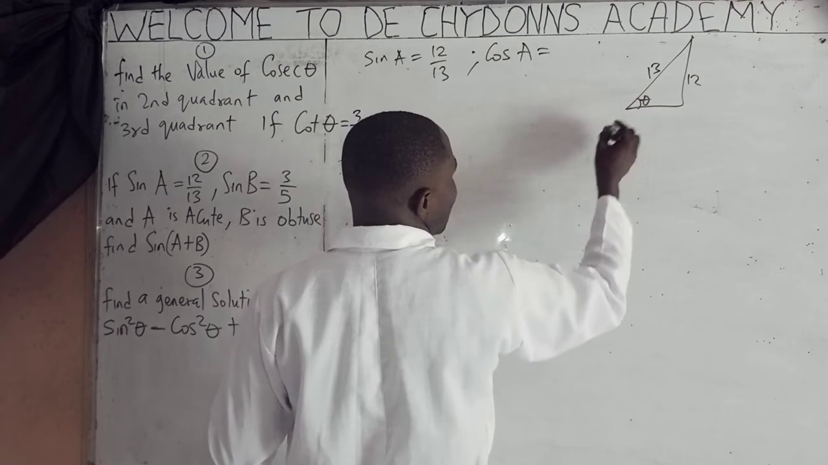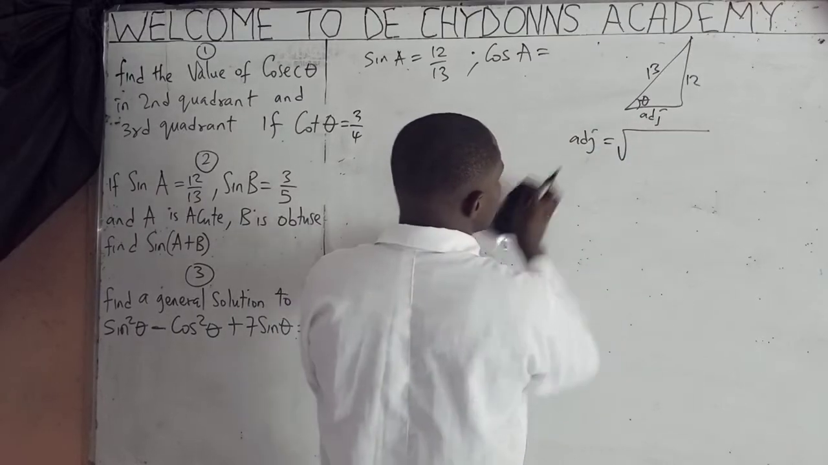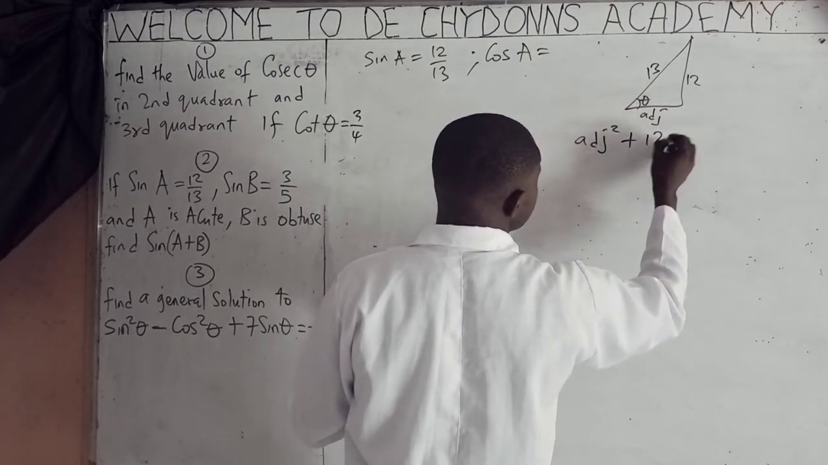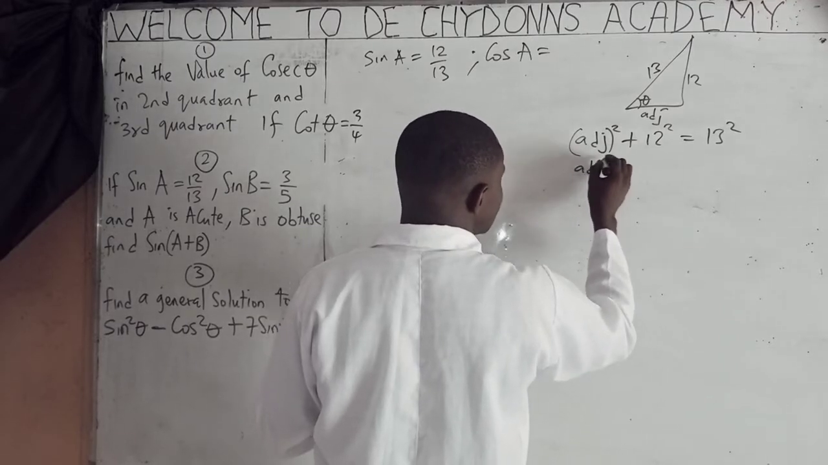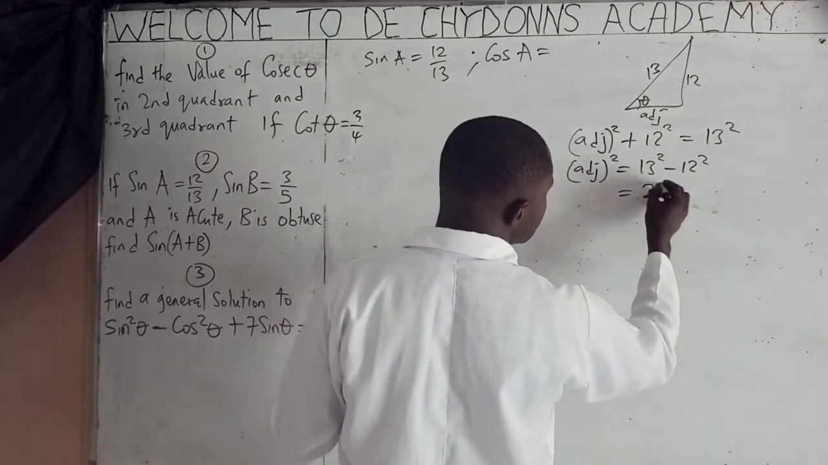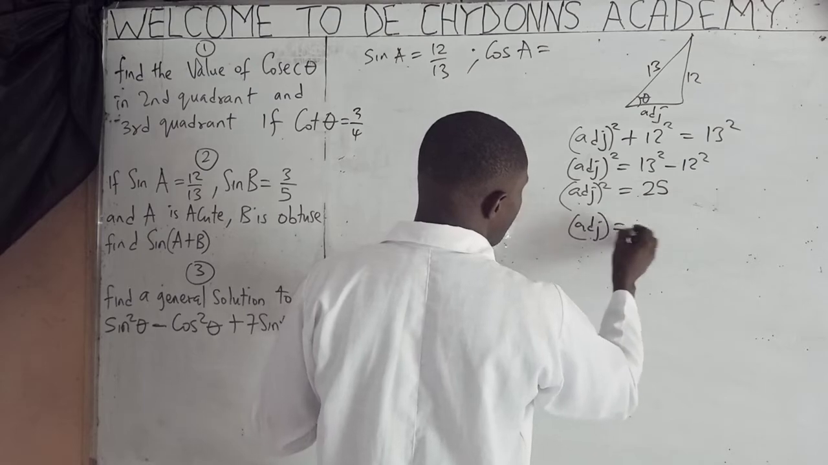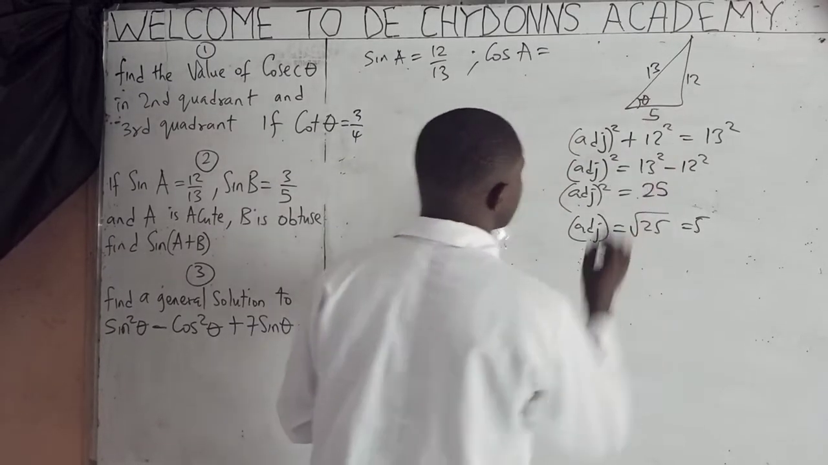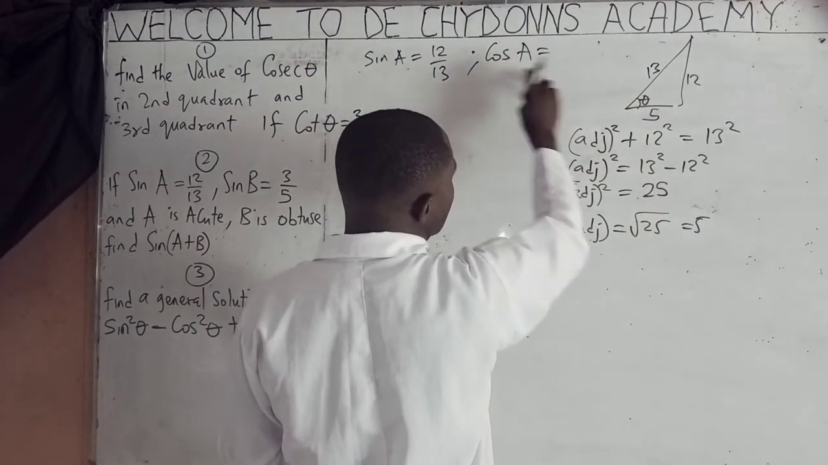Then from Pythagoras theorem, this adjacent side will be such that adjacent squared plus 12 squared will give you 13 squared. Then adjacent squared equals 13 squared minus 12 squared, that is 169 minus 144, which is 25. Adjacent squared equals 25, so adjacent will be the square root of 25, equal to 5. So this adjacent part is 5. What is cos? Cos means adjacent over hypotenuse, 5 over 13.